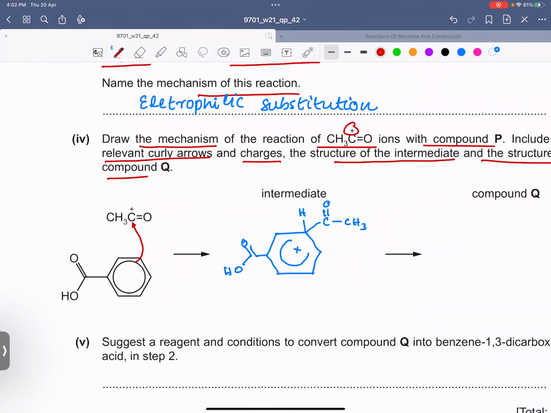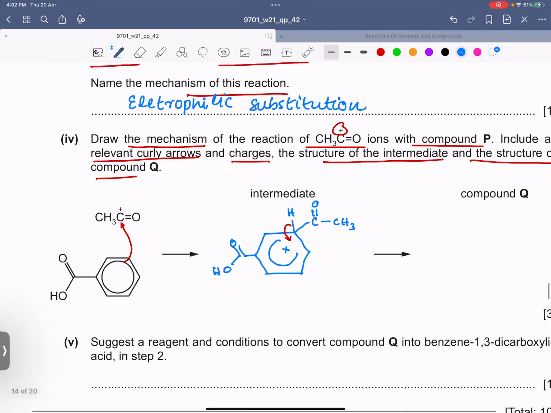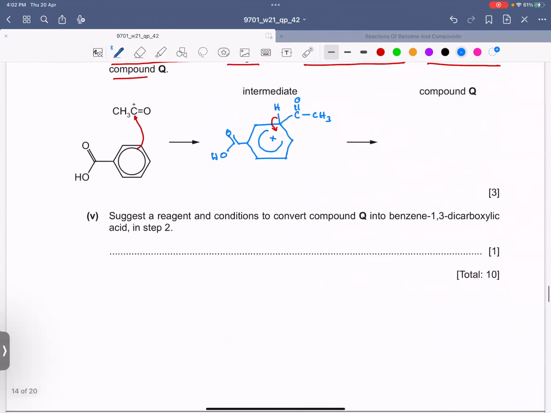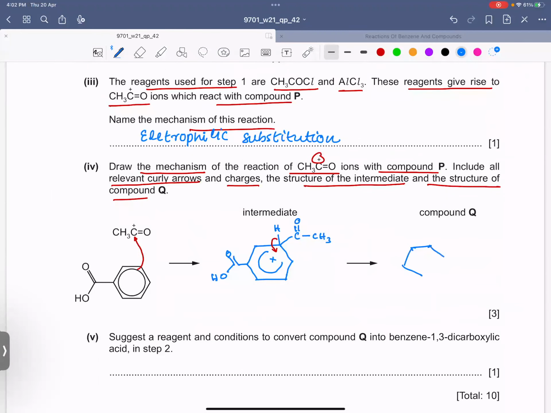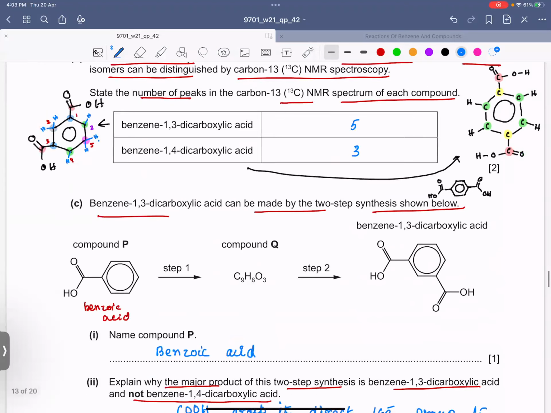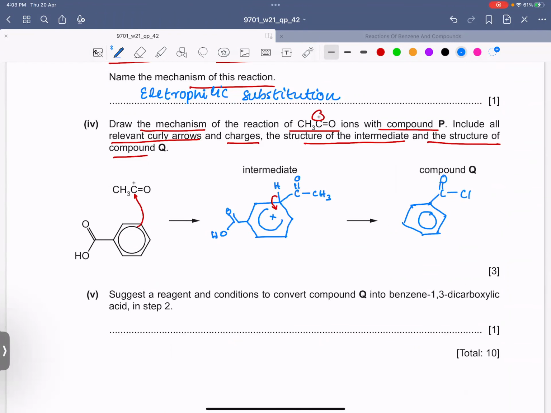Now the hydrogen, you make one curly arrow from this hydrogen to the benzene ring, and as a result the benzene pi system is restored. It's compound Q. So restore C=O, CH3, and here C=O, OH. Is this clear? Yes. Is it clear to everyone? Yes, sir.